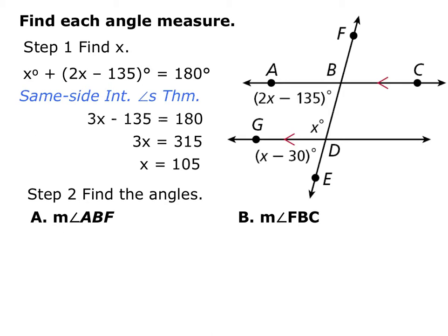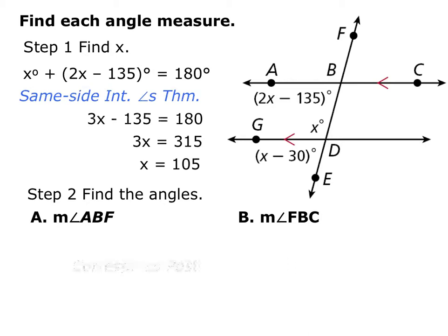Now how do I find angle ABF? You know what x is, right? So you can substitute x in to find this angle. All right, here's an easy one to put it in for, or even here. So if this x is 105, what's angle ABF? 105 because corresponding angles. They are on the same side, but they're not both interior.